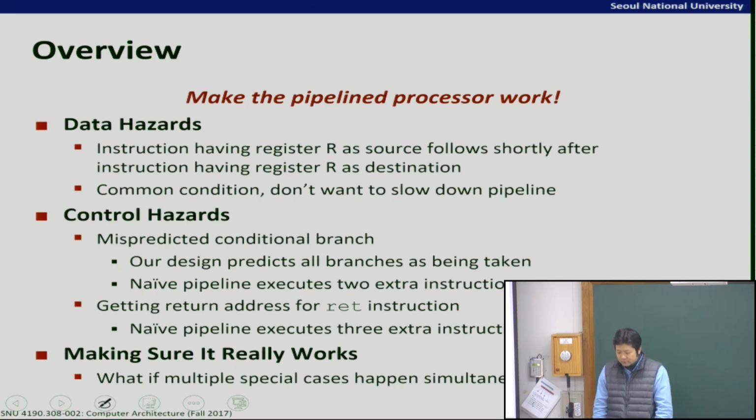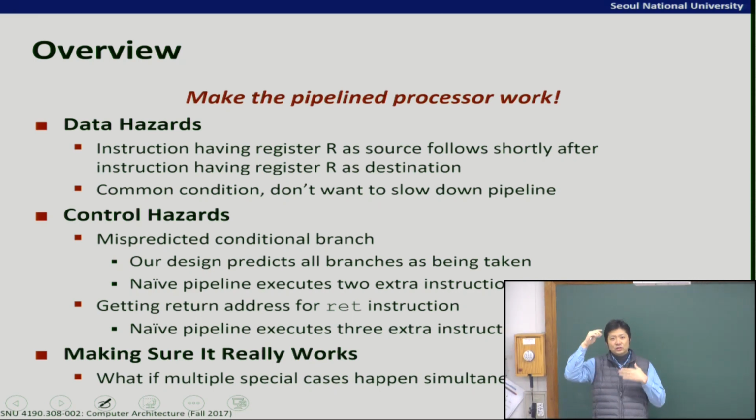And the second condition is a control hazard. It's caused by a mispredicted control branch, right? So in our baseline design, we assume our design predicts all branches as being taken. That's a kind of prediction. Whenever we hit a branch, like a JNE or JGE or some other branch instruction, we assume this branch will be taken. Taken means the condition will be satisfied. So we fetch the next instruction from the target address, the jump target address, right? But of course, this is just a prediction, so we may be wrong, right?